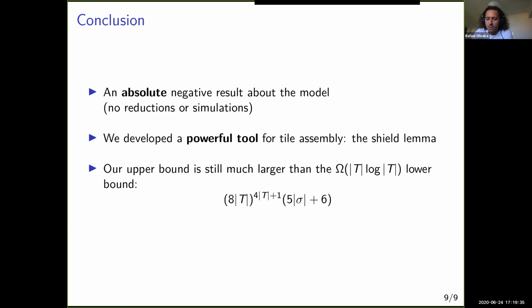Could you say again, what's the difference between your model where the best lower bound is T log T and the previous Winfrey model for which there is apparently a T squared lower bound?